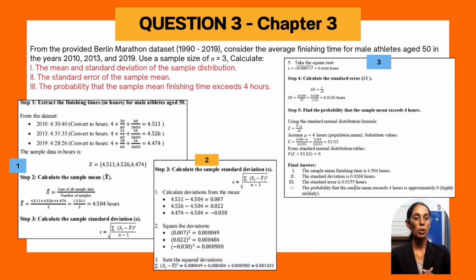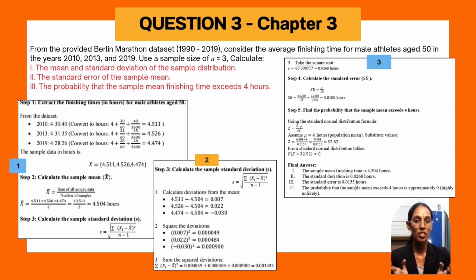Let's move on to the chapter 3 question, where we worked on a question involving the sampling distribution of marathon finishing times for male athletes aged 50 in the years 2010, 2013 and 2019. Let's go through the problem and solution step by step. The question asks us to calculate the mean, standard deviation and standard error of the sample distribution. Additionally, we were tasked with finding the probability that the sample mean finishing time exceeds 4 hours.